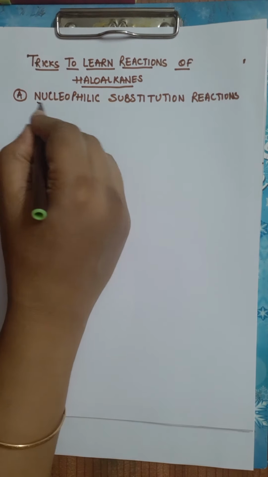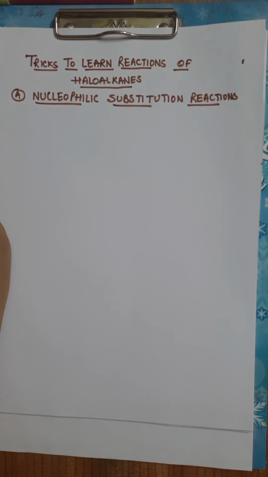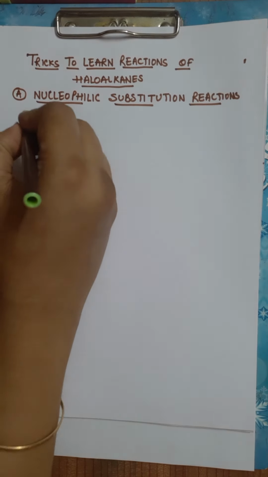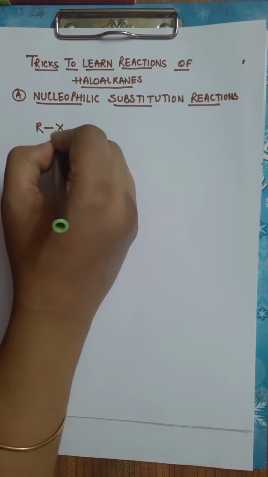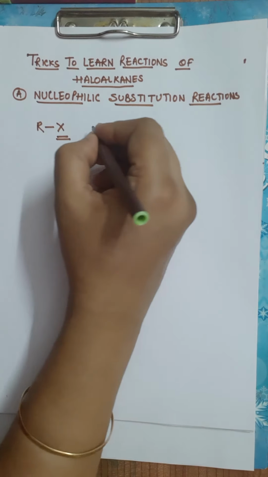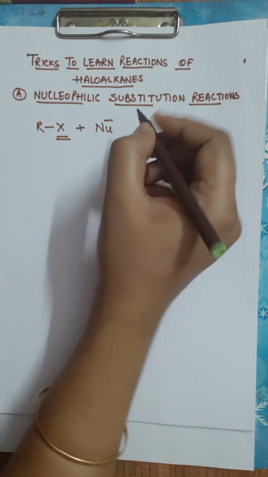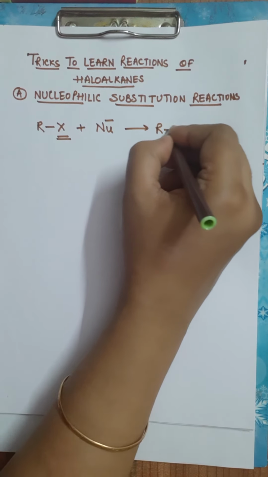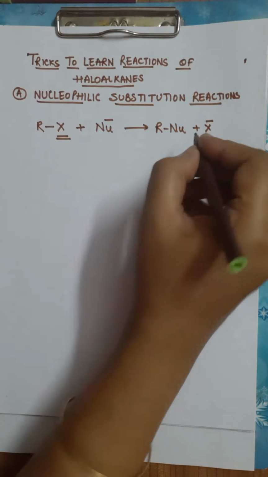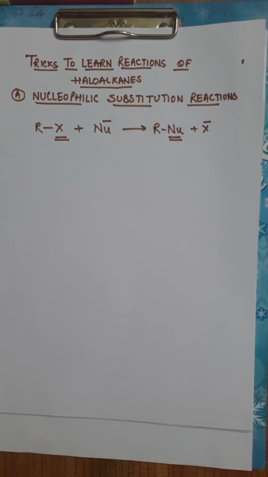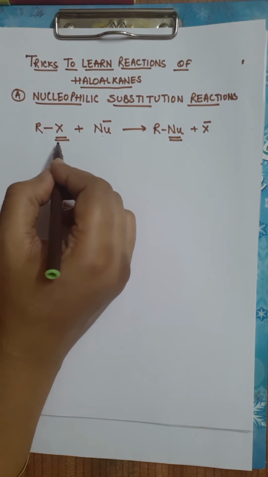So we will start with nucleophilic substitution reactions. Now what do you mean by nucleophilic substitution reactions? Nucleophilic substitution reaction means when the halide of the alkyl halide or haloalkane is replaced by a nucleophile to form a new product, then this type of reaction is called nucleophilic substitution reaction. The nucleophile, one nucleophile is replacing the other nucleophile.